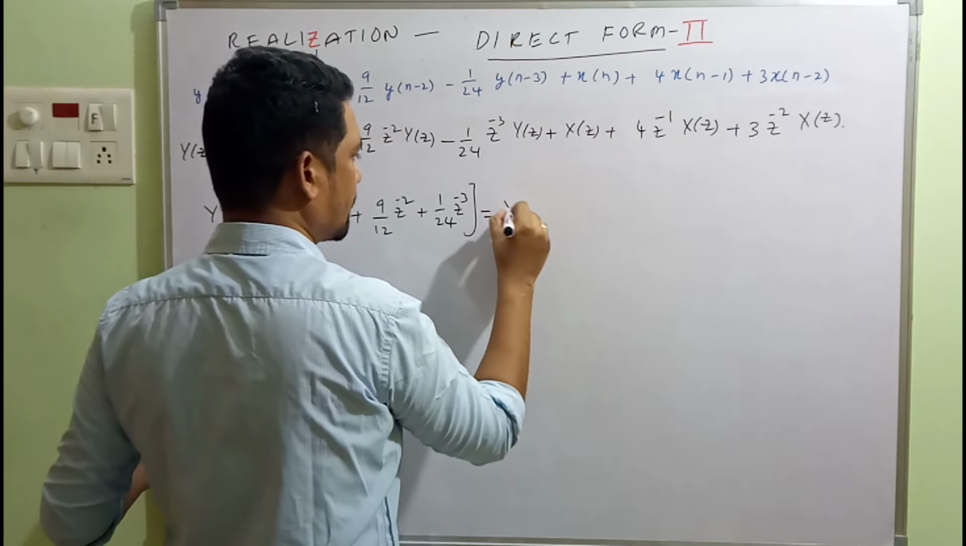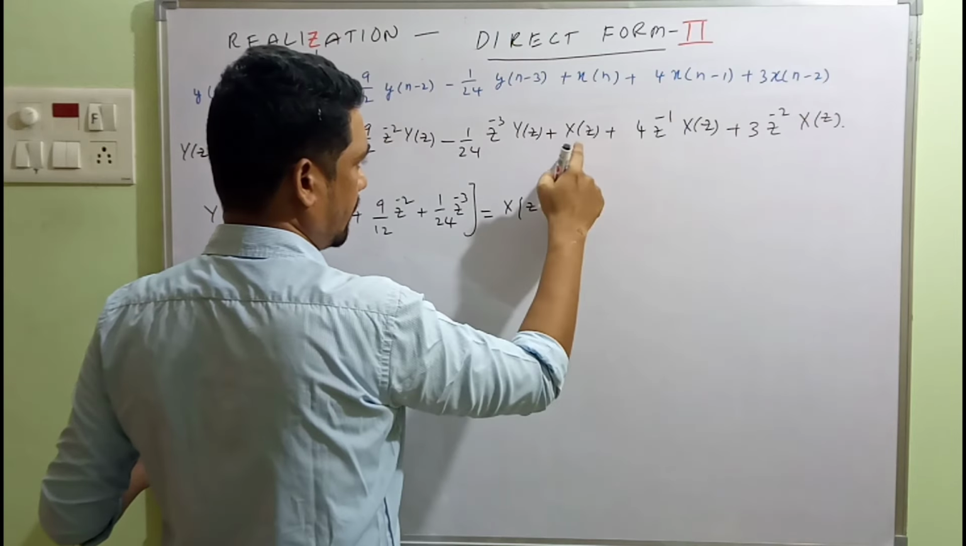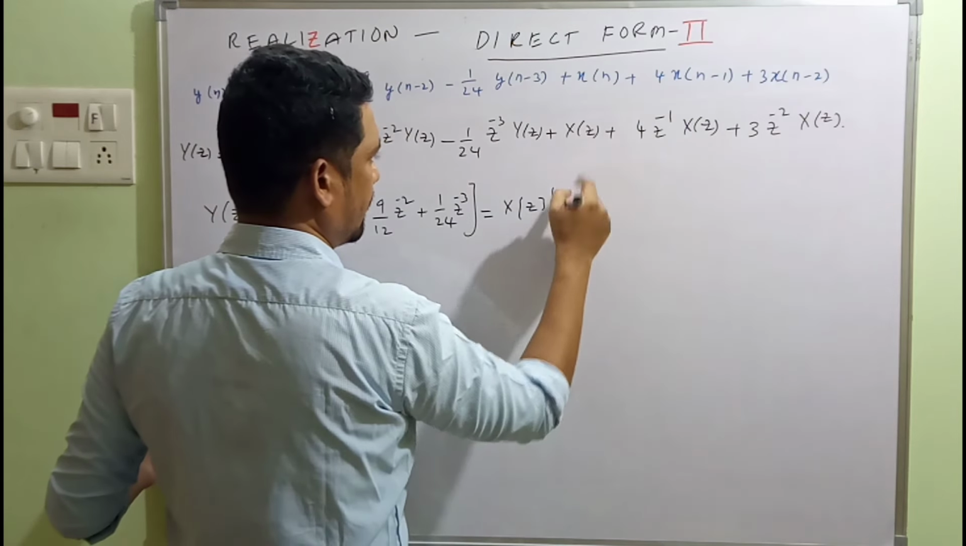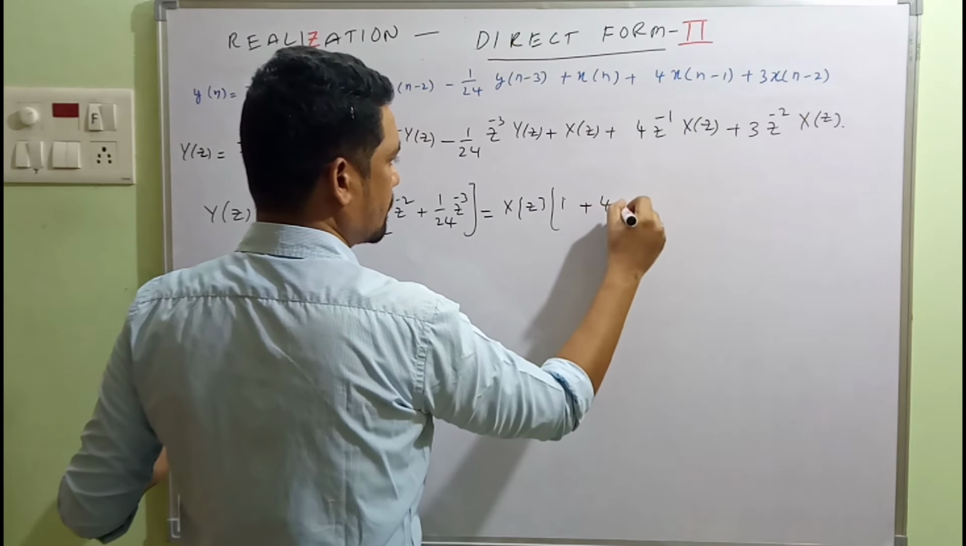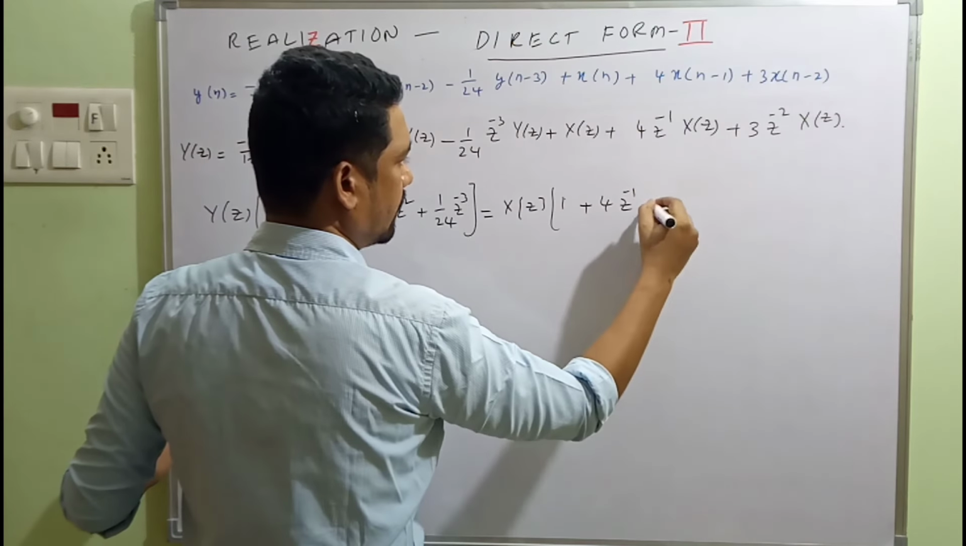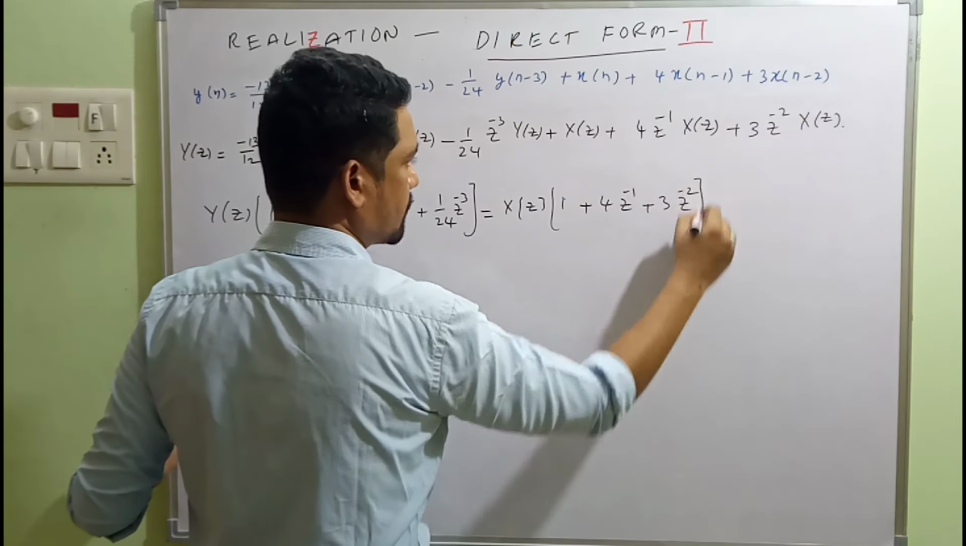Now taking out x of z as common from this one, the entire equation, from this side, we are left with 1 from here, and 4 z raised to minus 1 from here, plus 3 into z raised to minus 2 from that one.